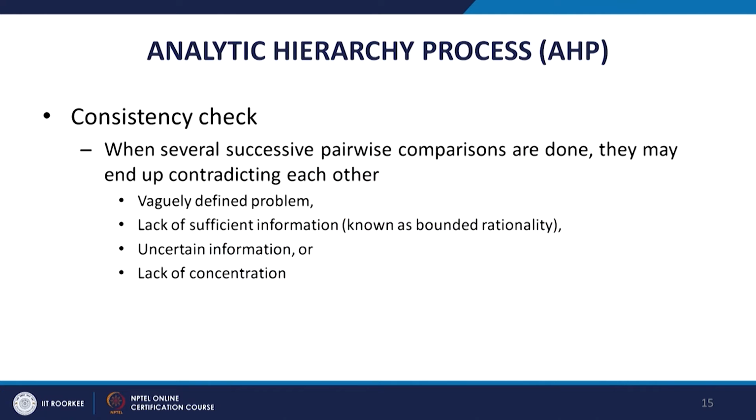Then we started our discussion on consistency check, so let us start from this step again. When we are supposed to perform several successive pairwise comparisons, some of these comparisons might contradict each other. There are a few reasons which can contribute to this. For example, a vaguely defined problem: the problem is not well defined and therefore the decision maker finds it difficult to make pairwise comparisons. Another reason is lack of sufficient information.